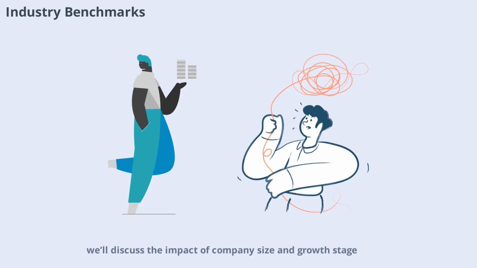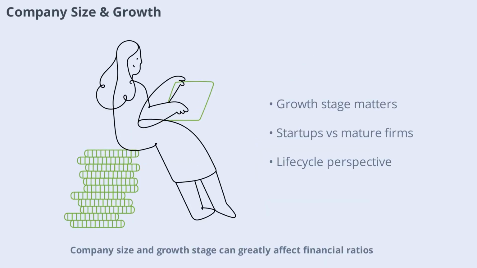Next, we'll discuss the impact of company size and growth stage. Company size and growth stage can greatly affect financial ratios. Startups may have low profitability but high growth, while mature companies might show stable margins and lower growth. When analyzing ratios, consider where the company is in its life cycle. This perspective helps you avoid misinterpreting results and making poor decisions.